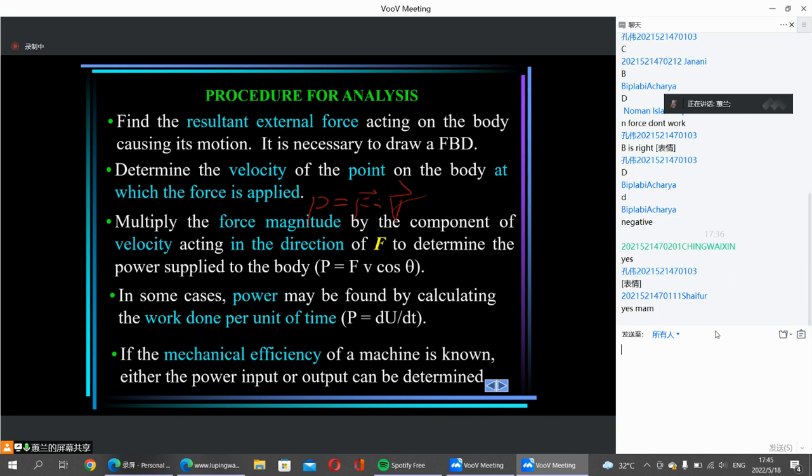Furthermore, if the mechanical efficiency of a machine is given, either the power input or output can be determined, right? Because we know the mechanical efficiency is actually the ratio of the output power over the input power. So if we know the efficiency, we can find out the input power or the output power. It depends on whether we need to find out the input or output power.